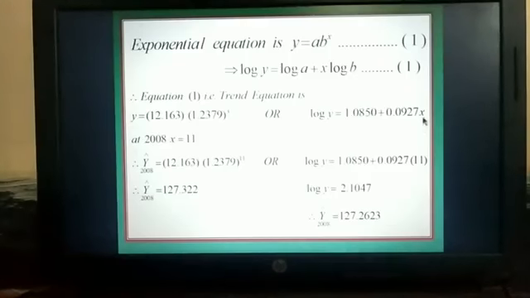Wherever X is there, we need to substitute 11 in order to get the Y value for 2008. So here in this trend equation, 12.163 let us keep as it is, 1.2379 also let us keep as it is. In place of this X, let us substitute 11. After performing the required calculations, we will get 127.322. That will become Y cap at 2008.